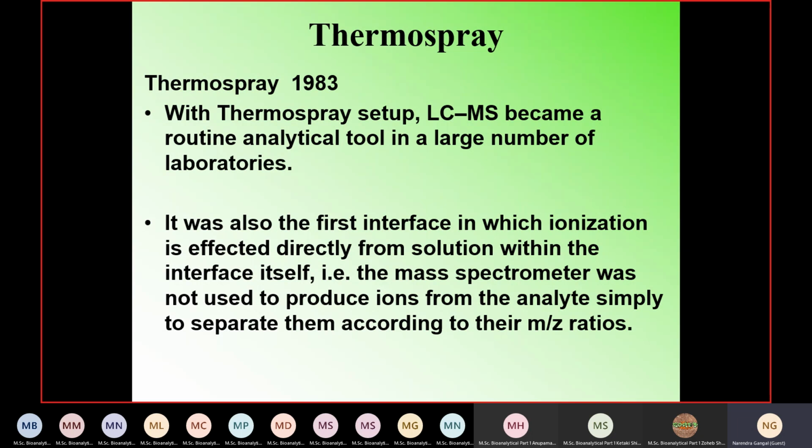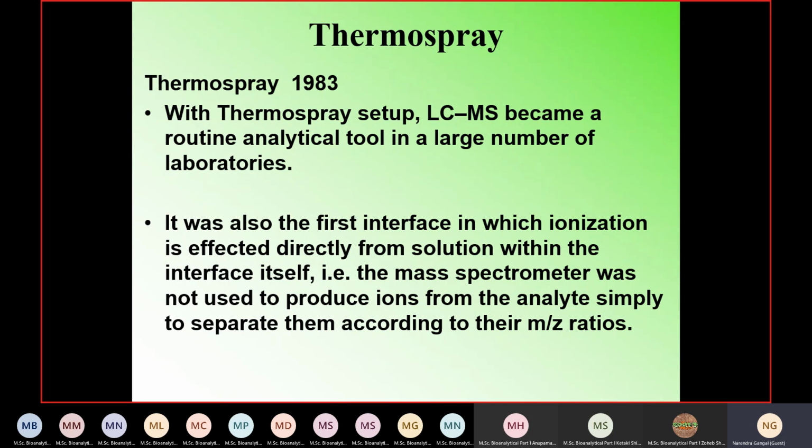In GCMS, the interface typically used is a transfer line. You don't have any special separate interface there. There is a heated transfer line. If somebody has seen a GCMS, you will know that your column is heated, and your transfer line also is heated. The transfer line basically carries the evaporated molecules coming out from the GC column forward to the mass spectrometer.